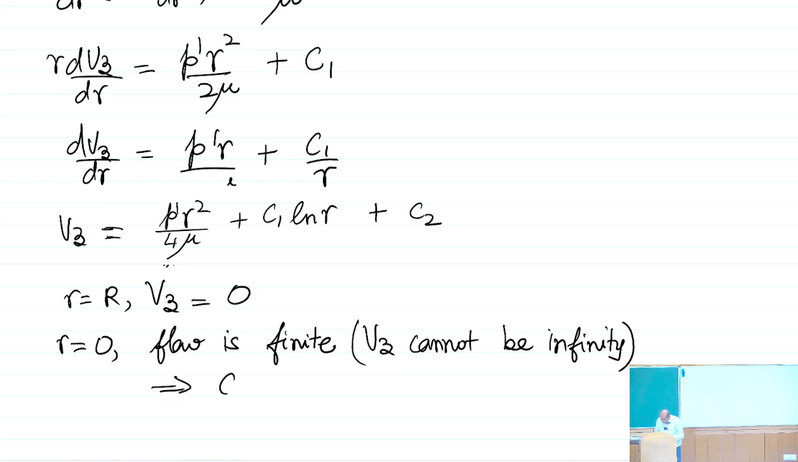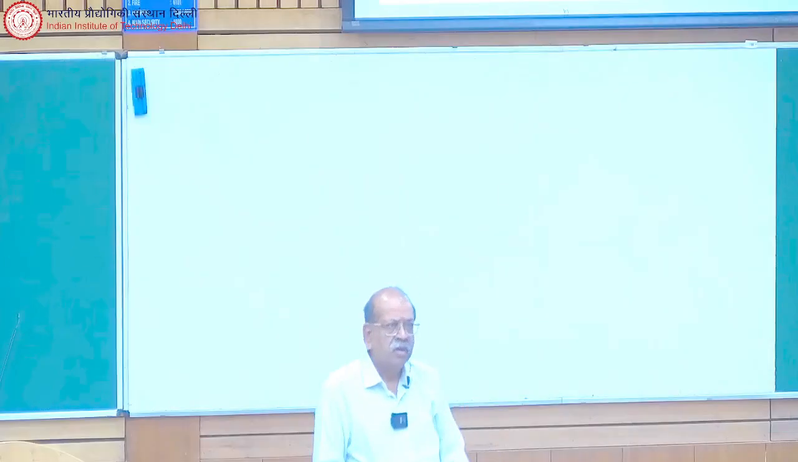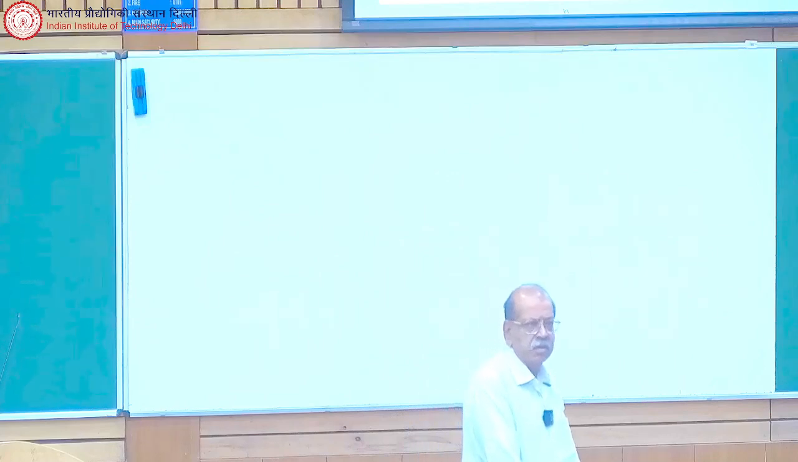And this will imply that C1 is 0, because C1 is multiplied by log R. At R is equal to 0, flow velocity cannot be infinite. So C1 will become 0 and then you can find C2. So this is how you solve a problem like this.